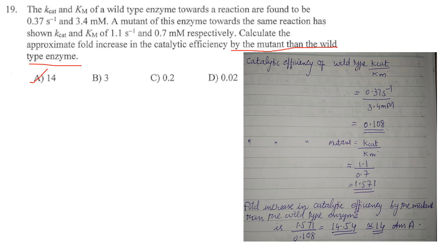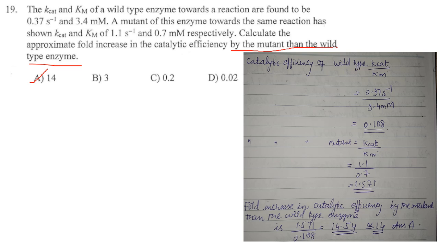Then next one. The Kcat and KM of a wild-type enzyme towards a reaction are found to be 0.37 and 3.4 millimolar. A mutant of this enzyme towards the same reaction has shown Kcat and KM of 1.1 and 0.7 millimolar respectively. Calculate the approximate fold increase in catalytic efficiency by the mutant than the wild-type. So, how is catalytic efficiency calculated? It is Kcat by KM.